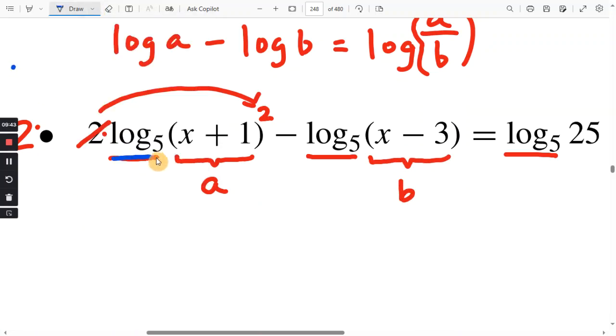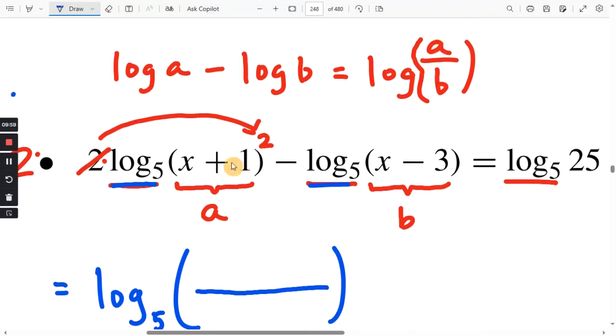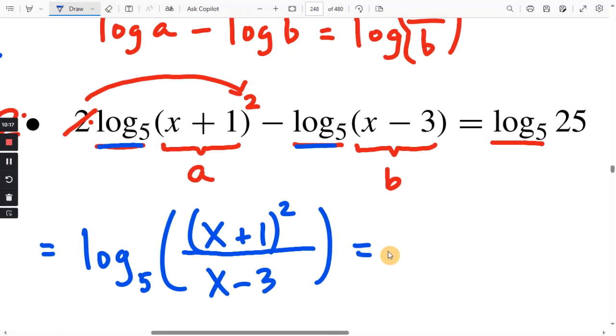All right, so we have log base 5 on both of them. And that is going to be, the argument is going to be a fraction. The A, the one that's first, is in the numerator, so that's x plus 1 squared. And the one that's being subtracted, that argument is in the denominator, so that's x minus 3. And on the other side, we have the log base 5 of 25.